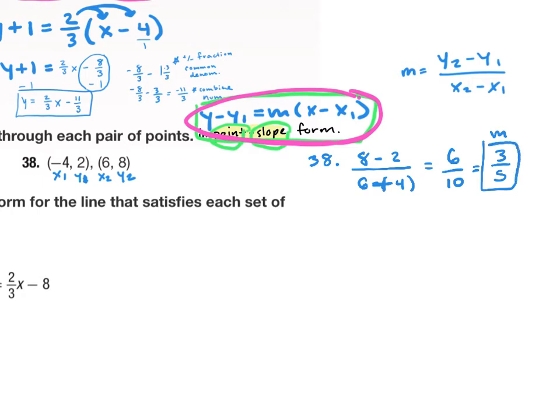Plug it into point slope form. So what's our answer going to be? Y minus 2 equals 3 over 5 times x plus 4. Perfect. Y minus 2 is equal to 3 over 5 times x plus 4. So it's minus a negative 4, so we change it to plus. Perfect. Good job.